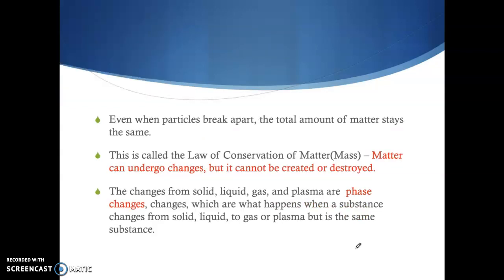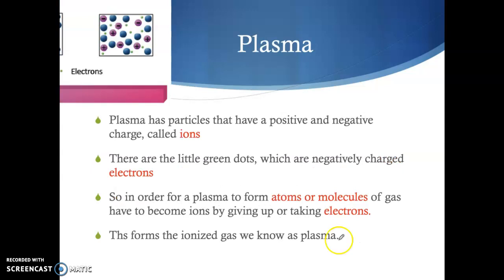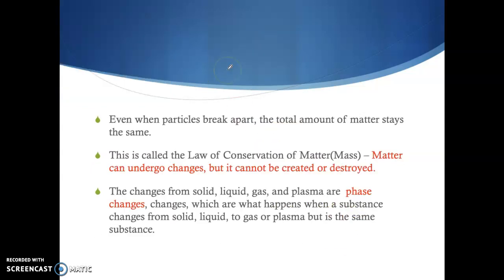So even when particles break apart like they do in a plasma, the total amount of matter stays the same, and we call that the law of conservation of matter, or in some cases mass. And what that means is that matter can undergo changes, but it cannot be created or destroyed.